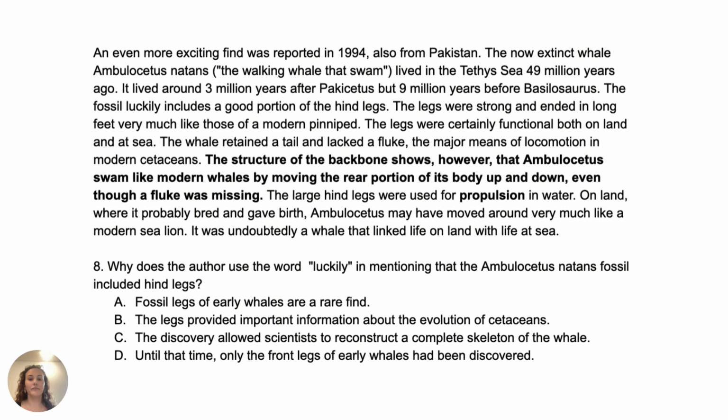Number 8. This is another inference question. Sometimes it's also called a rhetorical purpose question because they're asking you about the reason the author is doing something. So the question here is asking you, why does the author use the word luckily in mentioning that the Ambulocetus natans fossil included hind legs? Just like with an inference question, we're going to look for the word luckily and do a little bit of logical work in predicting why that is a lucky thing. So read through the paragraph quickly, looking for the word luckily.